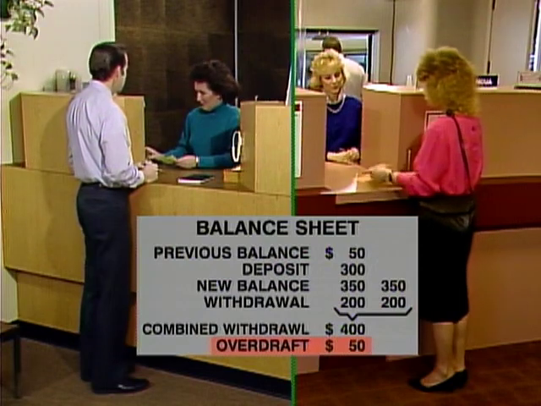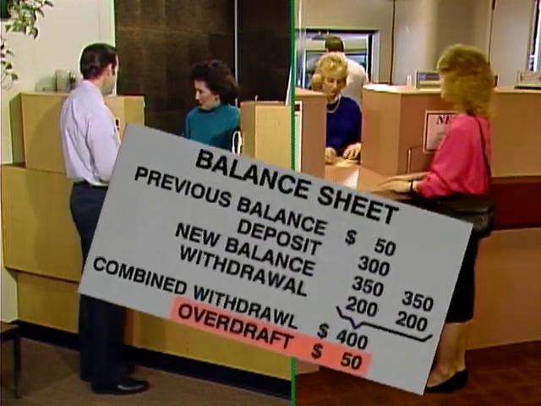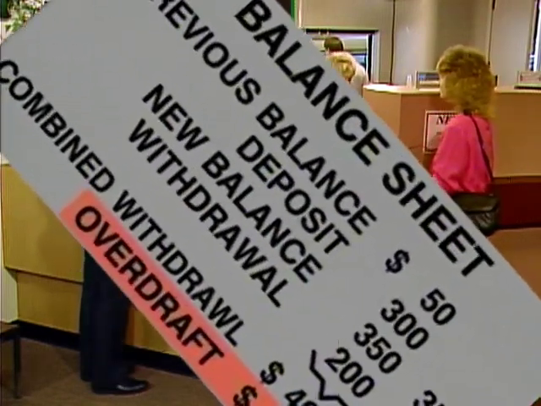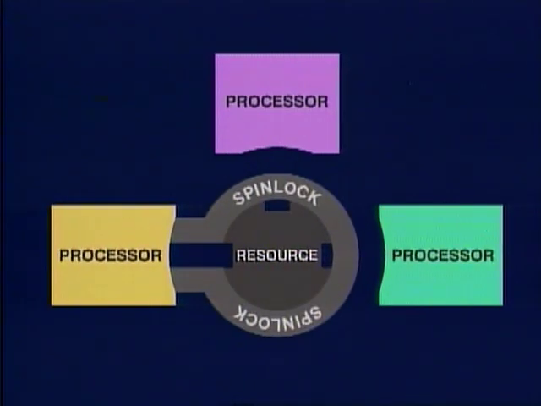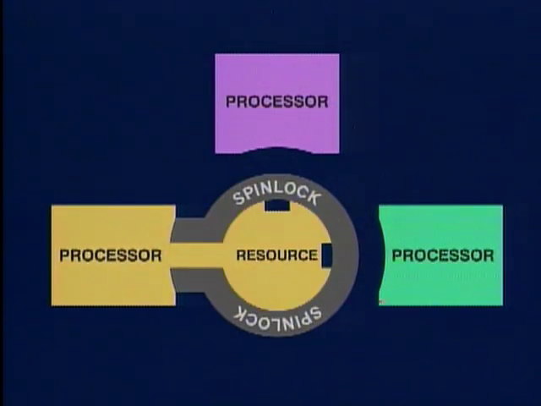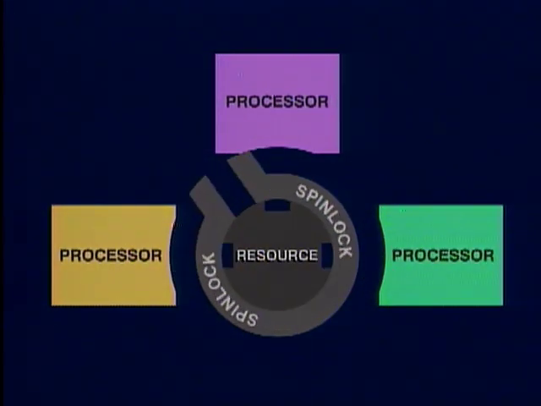These types of problems are prevented under VMS because each major resource is protected by an associated spin lock. Basically, a spin lock is a data interlock imposed by the software. This means that only one processor can access a resource at a time. All other processors are locked out until the spin lock is released by the first processor. The processor releases the spin lock after it has completed its operation.